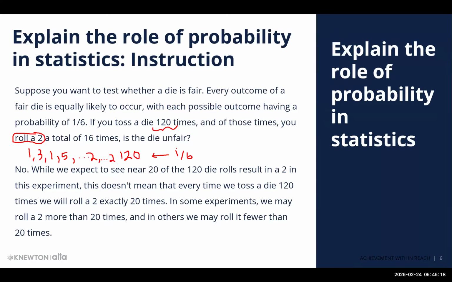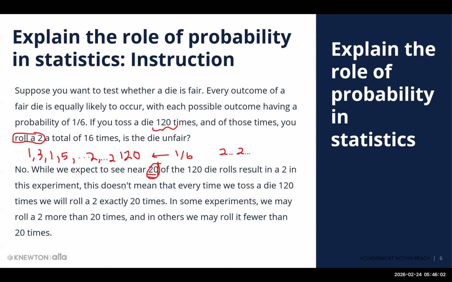Now, 1/6 of 120 is 20 times, right? So along the way, you would expect two to come up a bunch of times, but I think you would agree it would come up close to 20 times, but maybe not exactly 20 times because we're dealing with chance, right?